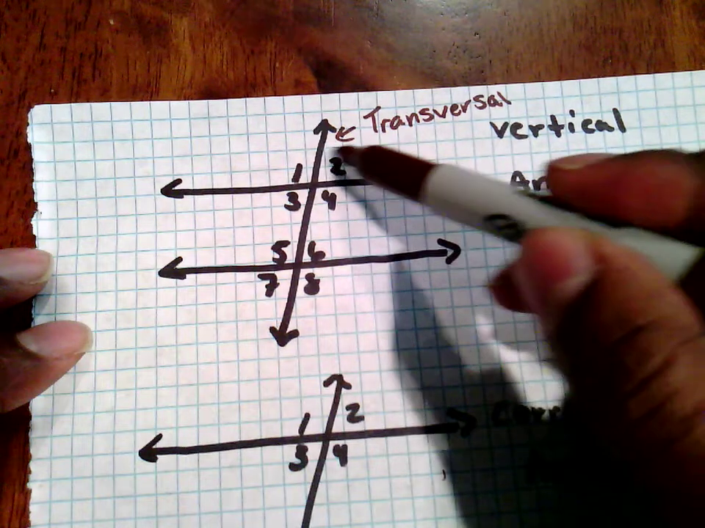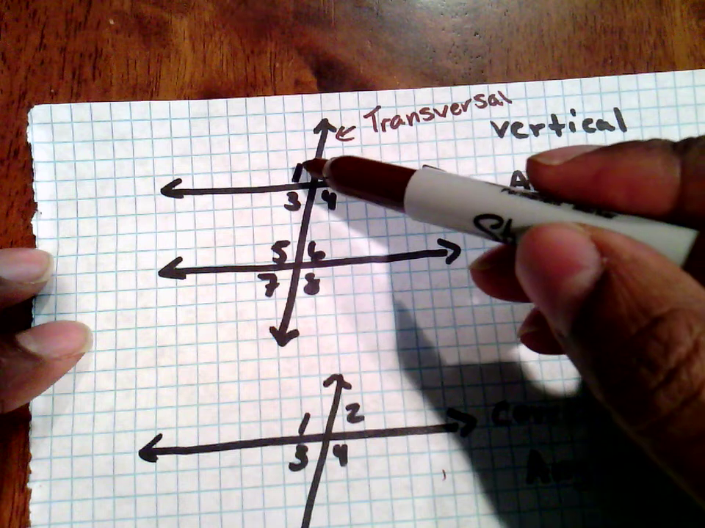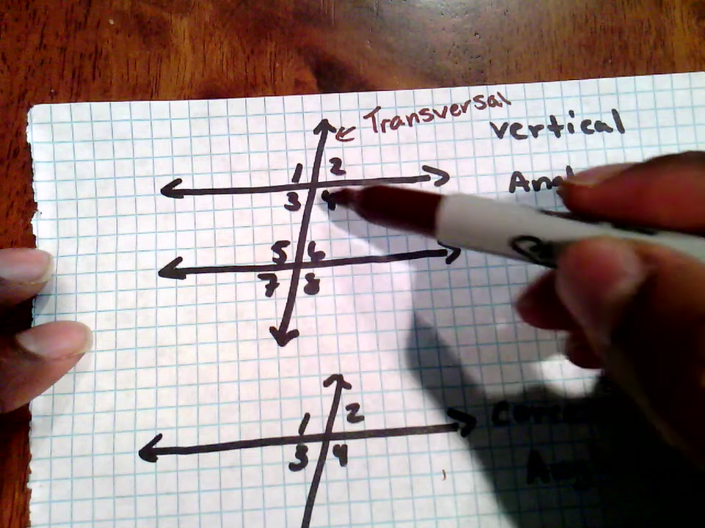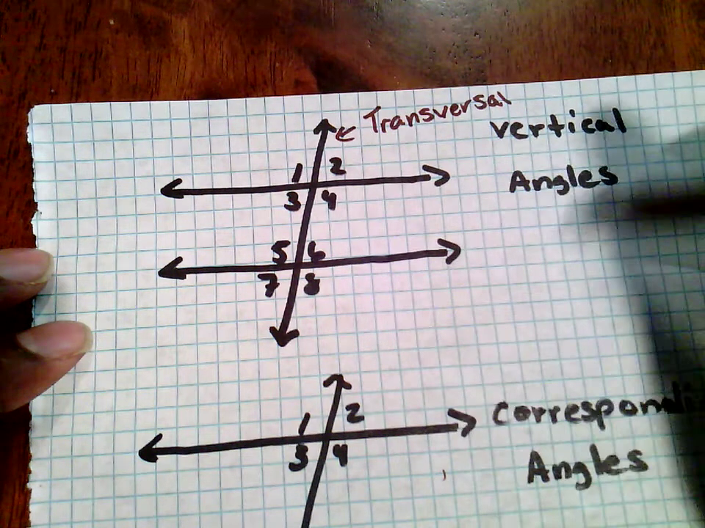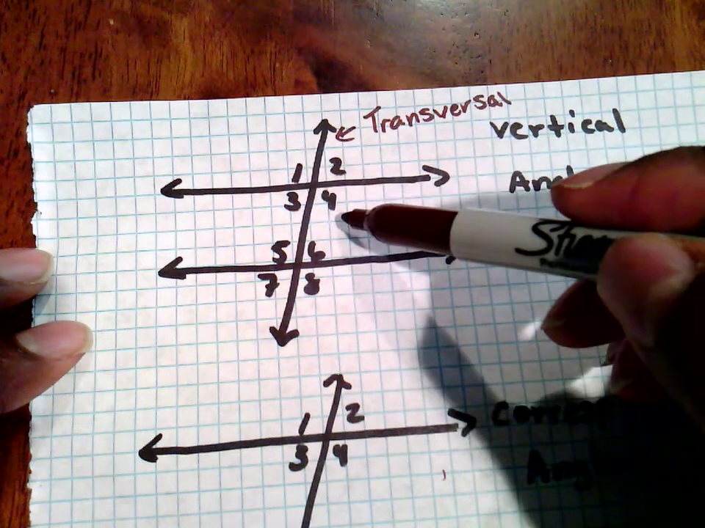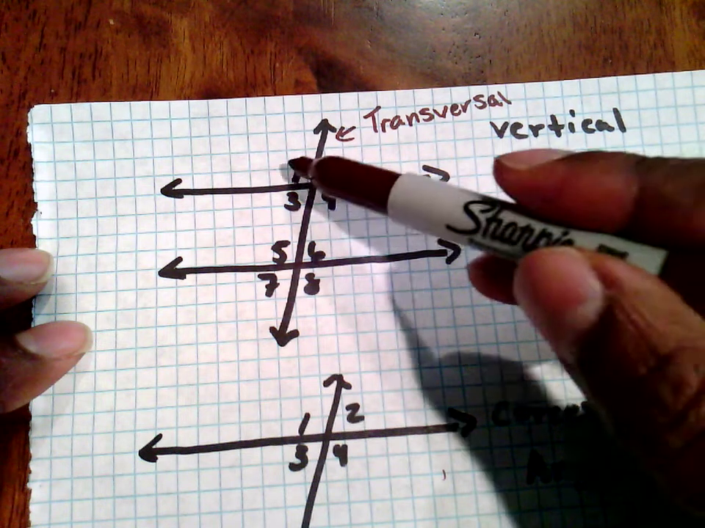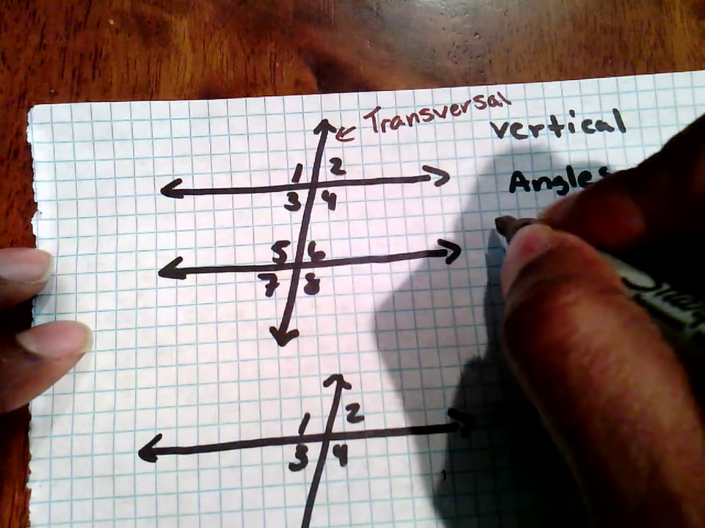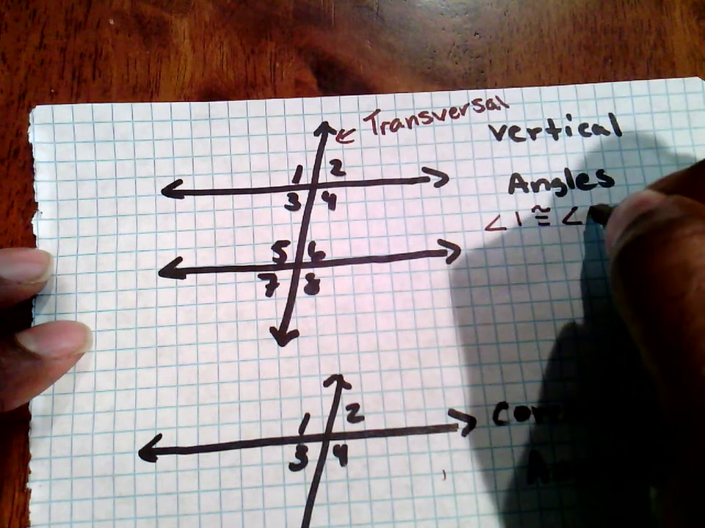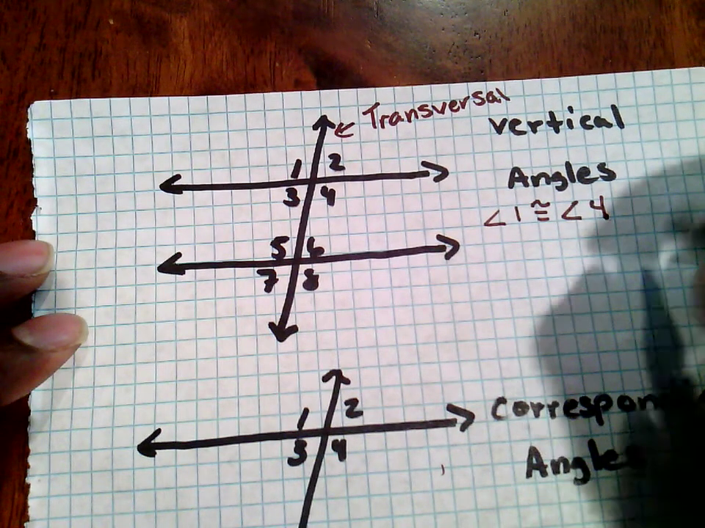So in our first intersection here, vertical angles are angles that sit across from each other. So angle 1 and angle 4 both sit across from each other, and these are what we call vertical angles. Also, you will notice that angle 1 and angle 4 look like they are the same angle, which means angle 1 is going to be congruent to angle 4 or have the same measure as angle 4.